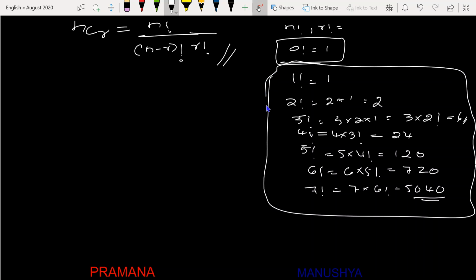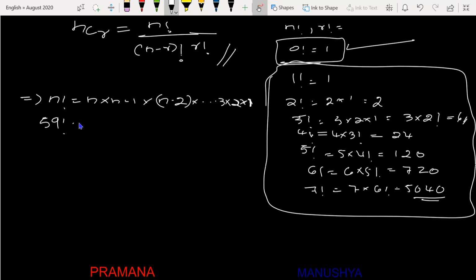Okay, so try to remember from 0 factorial to 7 factorial. 0 factorial is a special quantity, and generally n factorial means n into (n minus 1) into (n minus 2) and so on until 3 into 2 into 1. This is a major concept you have to remember. So if you have 59 factorial, you can indicate it as 59 into 58 into 57 and so on, the multiplication goes on until 3 into 2 into 1. So this is what it means.